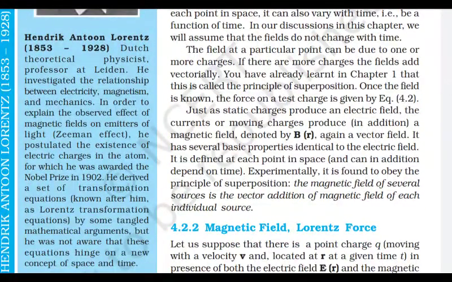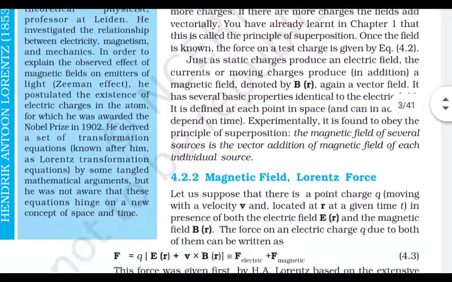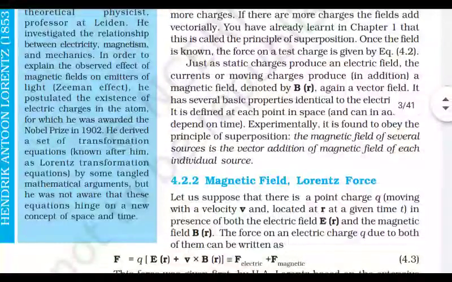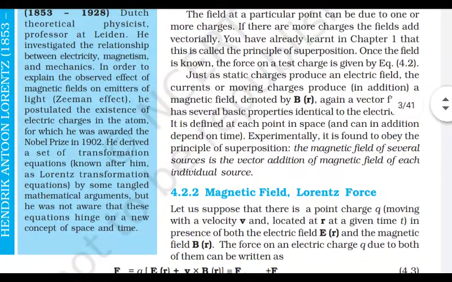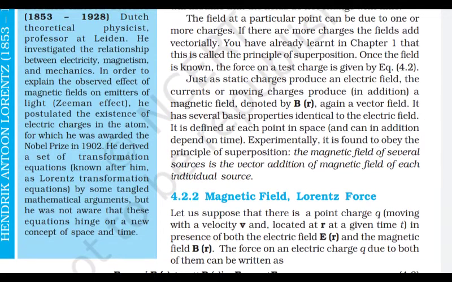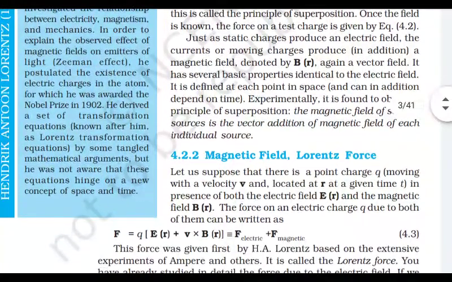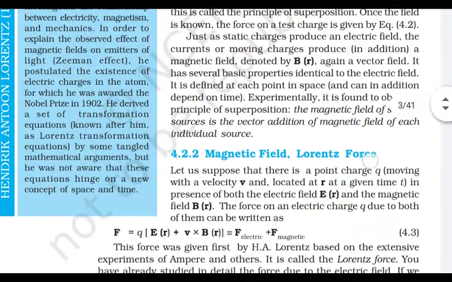There are a lot of things, so I'm just reducing. If you remember in the first two chapters, I always said that charge is static. We studied static charge, so static charge produces an electric field. The current, or moving charge, produces a magnetic field, remember, which is a vector field, and it has several basic properties.